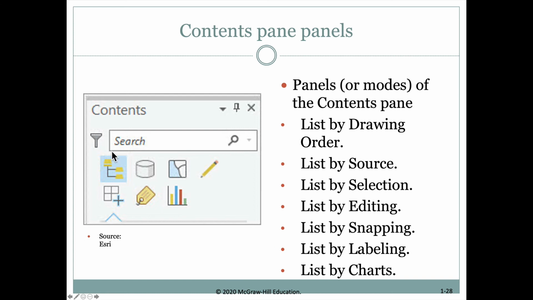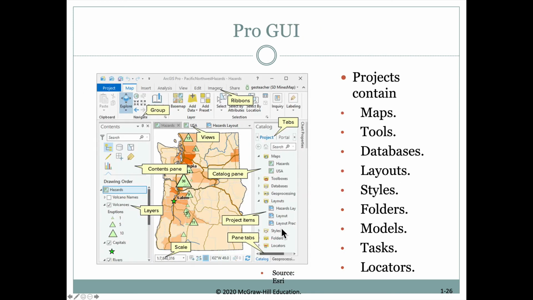The contents lists all of these different things. So you can list things by drawing order or by source or by what is selected. The selected stuff is usually shown in this light blue color on your map, so that's how it's shown in this icon as well. You can list by editing, list by snapping, which is how one thing snaps or lays right on top of another. You can list by labeling, or you can list by charts. So all of that appears back in this section here of your table of contents.